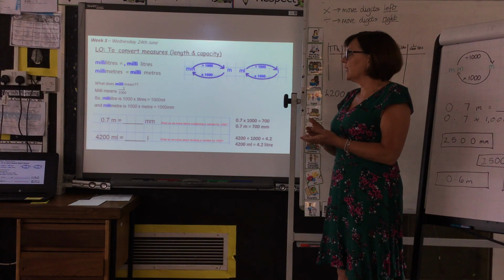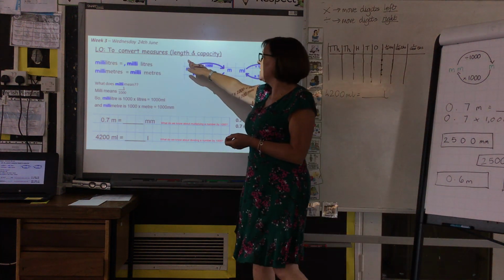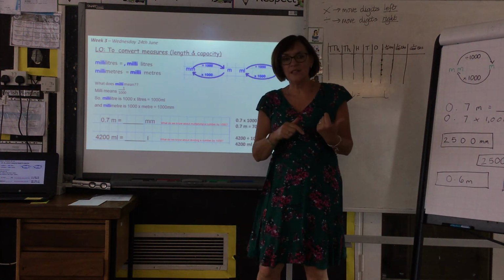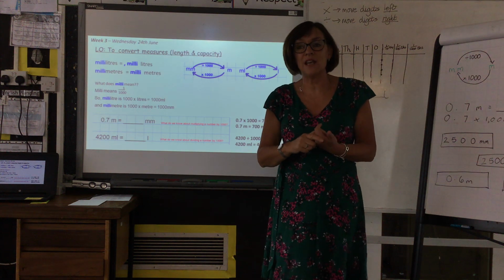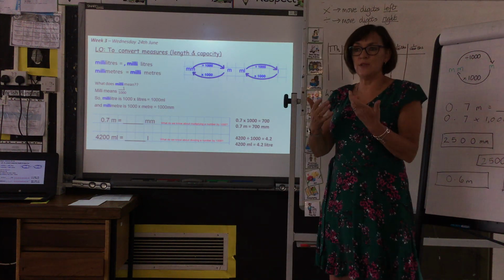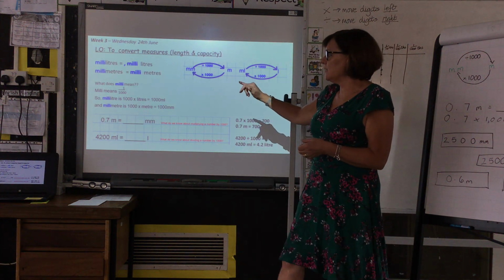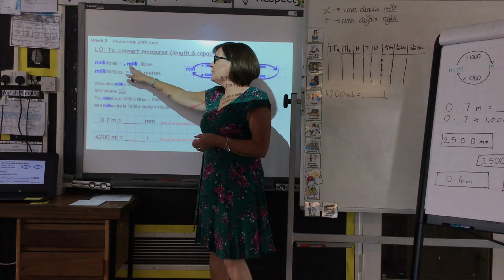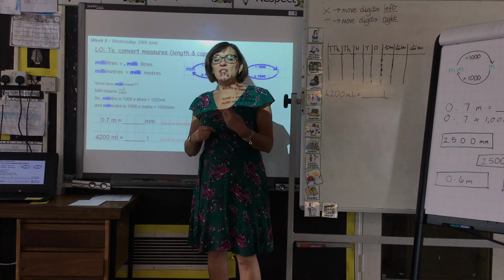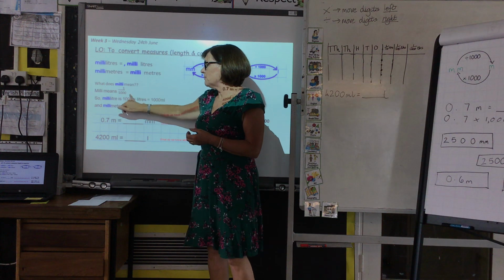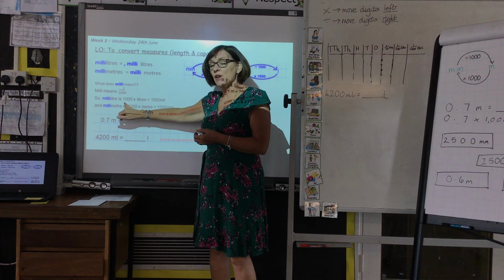Today we are looking at converting measures, especially length and capacity. Yesterday we mentioned the fact that kilo means 1,000, so it was always units of 1,000. Today we're looking at milli. Milli actually means 1,000th. So when you look at the word milli, it means the fraction 1,000th.